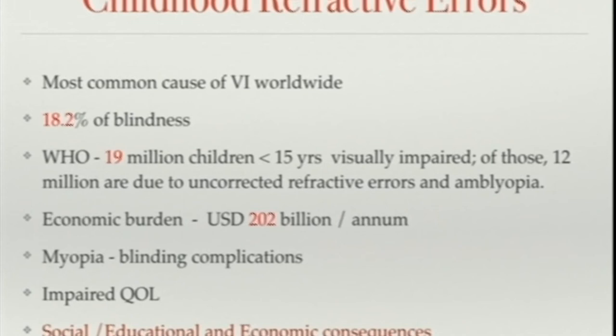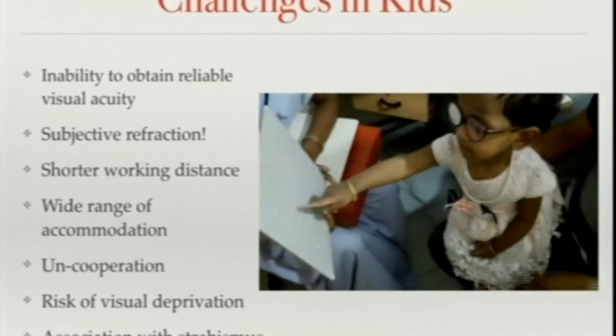The economic burden of this is very high, because you need to remember that in children it is a growing eye, and economic implications are quite huge considering the lifespan of these children. And higher pathological myopia has a lot of blinding complications, that is impaired quality of life and social, economic and educational consequences. Hence, we need to concentrate a lot on these children.